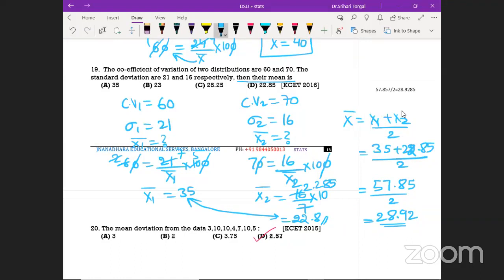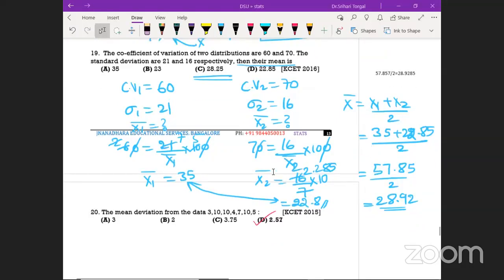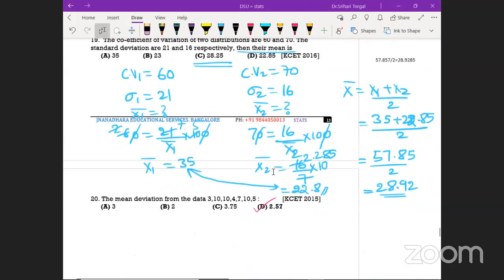We'll go for 28.25, okay? Maybe there is some mistake in the nearest answer, or maybe there is a typing mistake. You can check that option. Yeah, 28.92 is the mean value. You have to take the mean of both the results. Let me move on to the next problem.